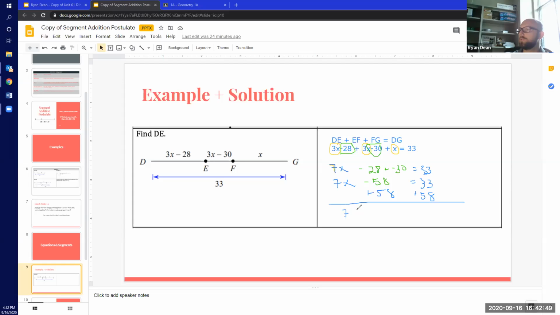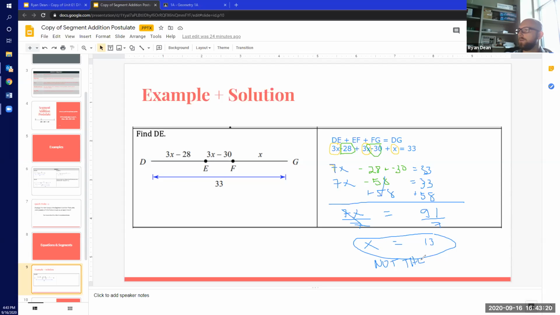Then we end up with 7x. These cancel out. And this is going to be a 1 and a 9, so 91. Now the 7 and the x are being multiplied together, so the opposite of multiplication is division. So I'm going to divide by 7 on both sides. And then that gives me a total of 13.